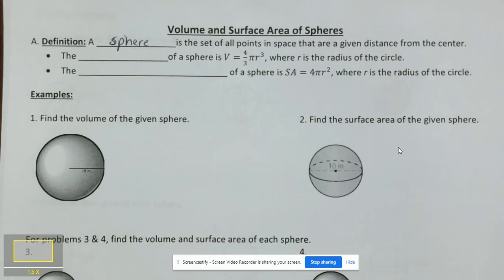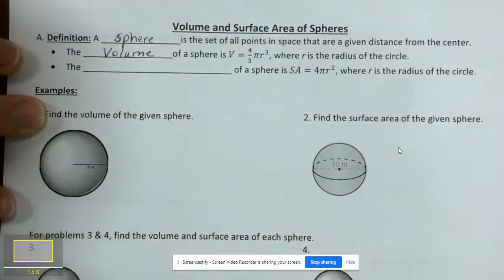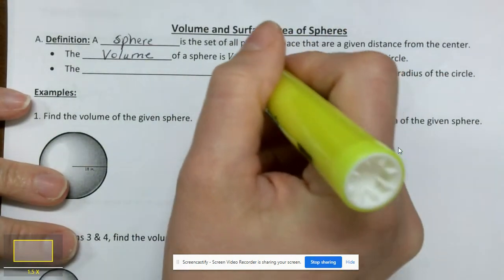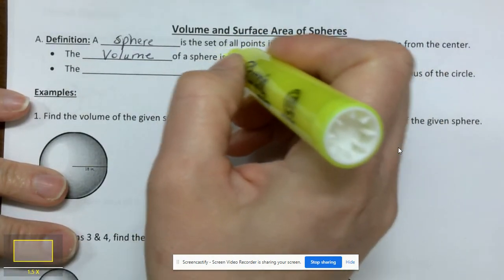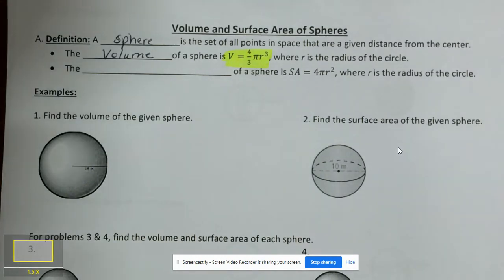Okay, so the volume of a sphere, that's the first one we're going to get. The volume of a sphere is V equals 4/3 pi r cubed, where r is the radius of the circle. So you've got your radius that they will give you, hopefully, or they'll give you the diameter and you'll be able to come up with it.